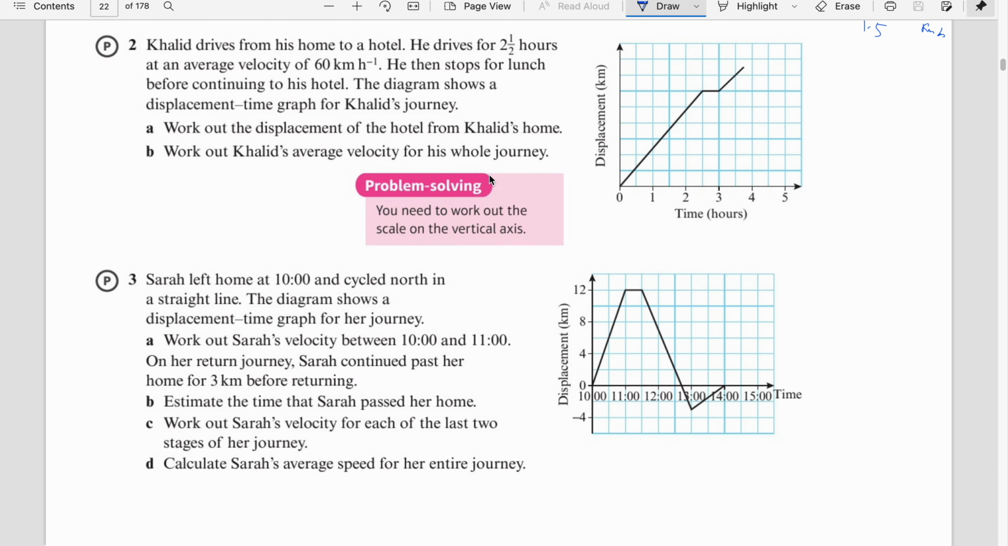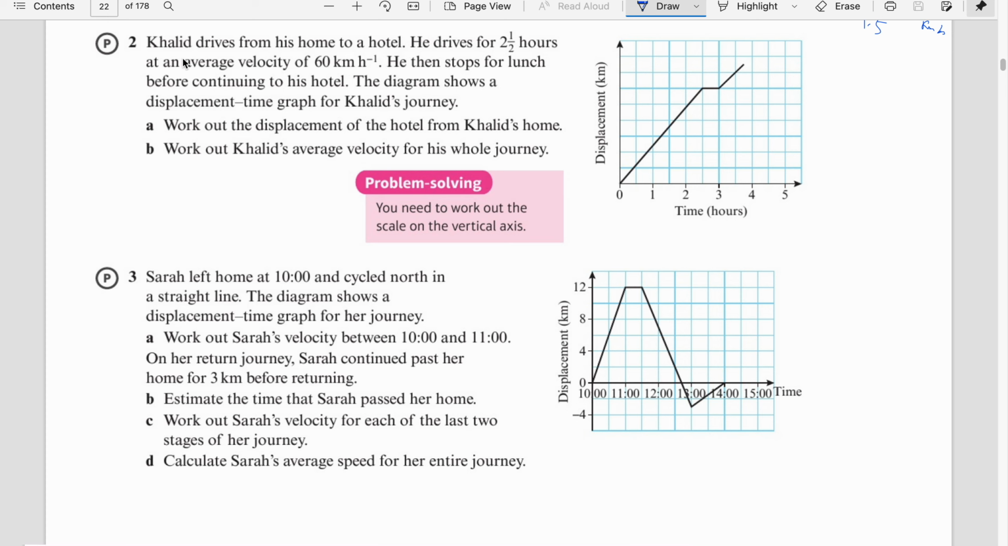Question number 2. Khalid drives from his home to hotel. He drives 2.5 hours at an average velocity of 60 kilometers per hour. Now something is missing on y-axis. He stops for lunch before continuing to his hotel. The diagram shows a displacement time graph for Khalid's journey. Work out the displacement from hotel to Khalid's home.